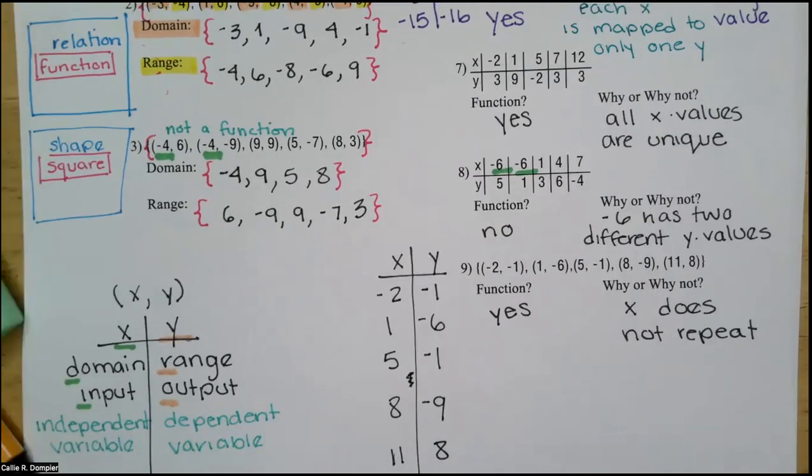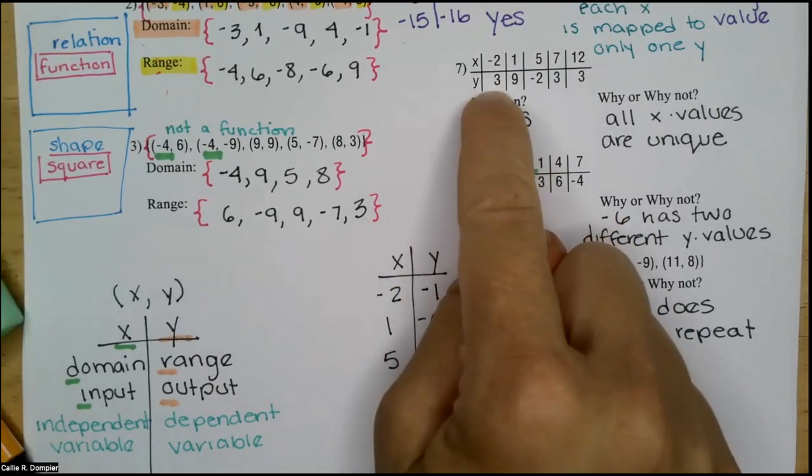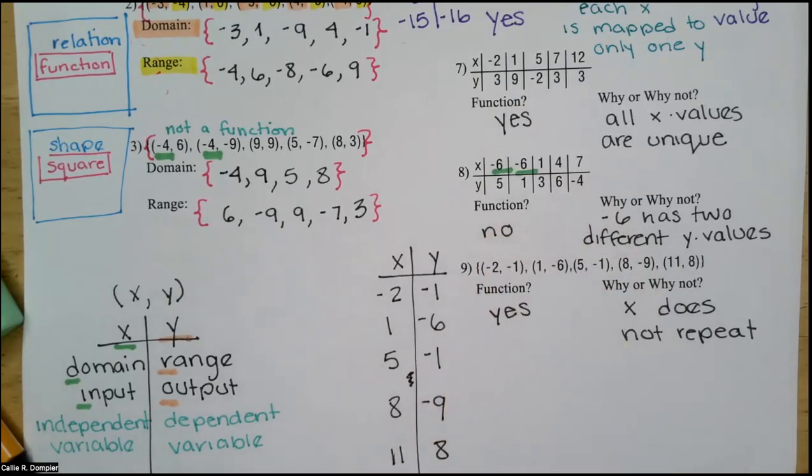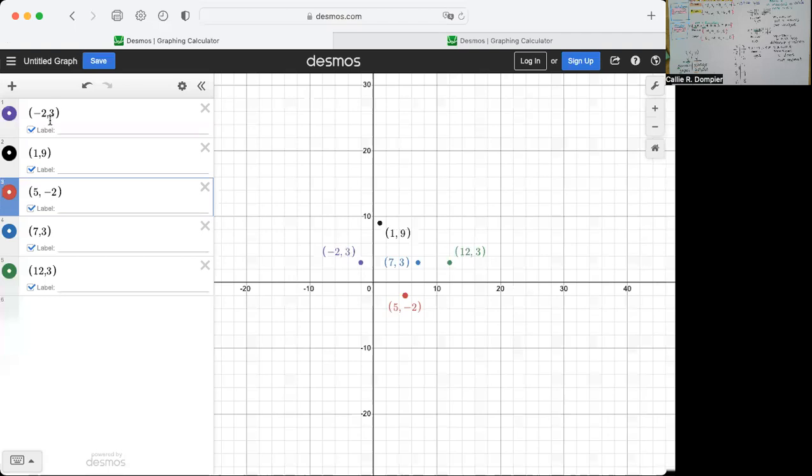All right, let's look at these numbers. Let's look at number 7 and let's look at number 8 if those points were graphed, okay? So I'm just going to take my XY table and say that this -2, 3 becomes a point x -2, y 3. All right, what does that look like? It just looks like this. So here's -2, 3, here's 1, 9, here's 5, -2, here's 7, 3, and here's 12, 3. That's everything that they gave us on that table. And then they want to say, is this a function?